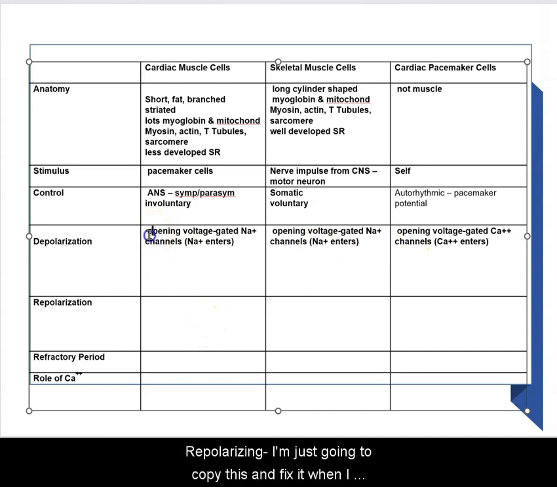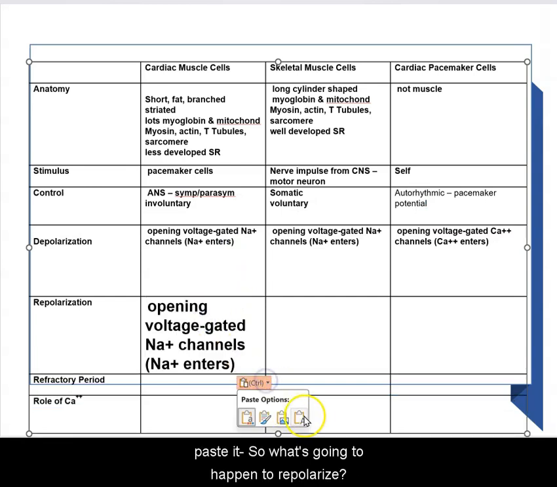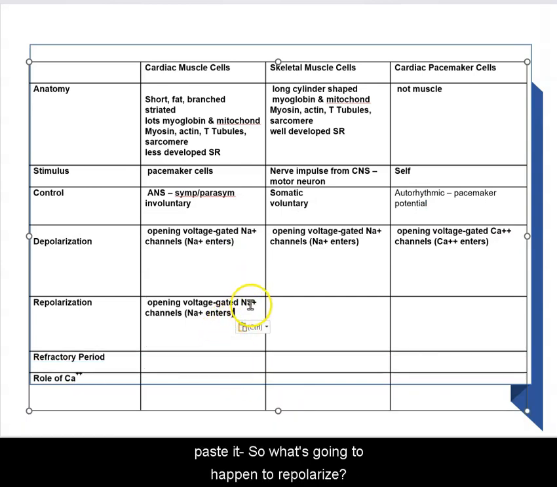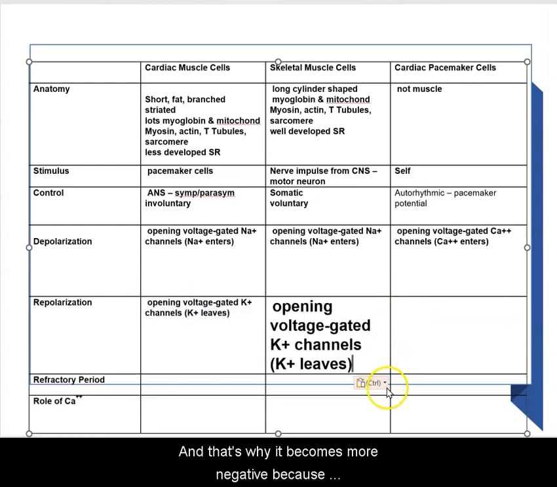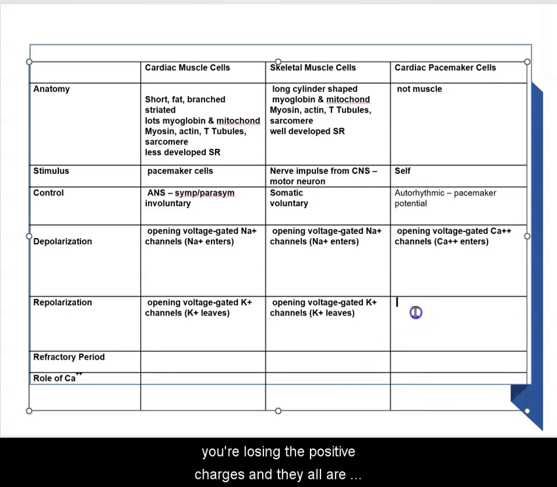Repolarizing. So what's going to happen to repolarize? We're going to open the voltage-gated potassium channels. Now, potassium doesn't enter. Remember, that ion leaves, and that's why it becomes more negative, because you're losing the positive charges. And they all are going to do that.